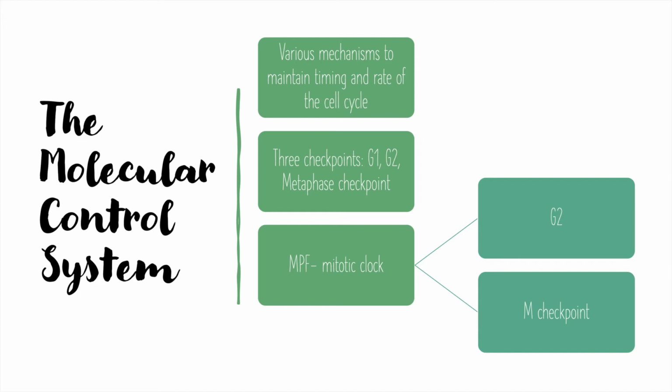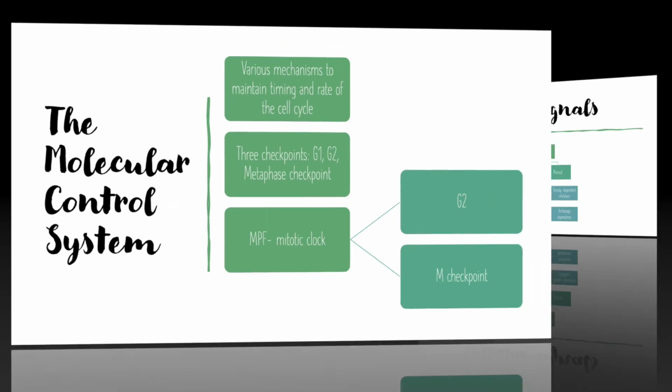MPF acts as a mitotic clock, regulating the changes in the dividing cell. It is composed of cyclin and cyclin-dependent kinase. It mediates the progression of G2 and also is involved in the advancement of mitosis during the metaphase checkpoint.